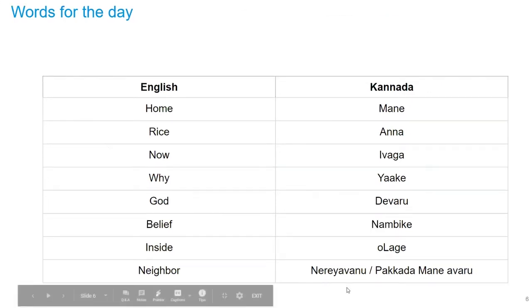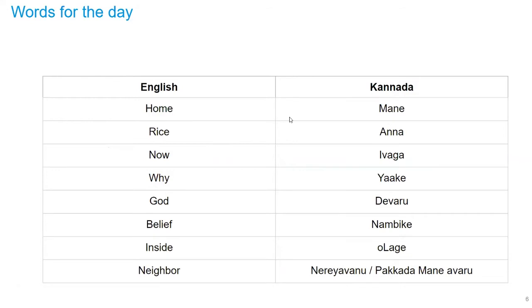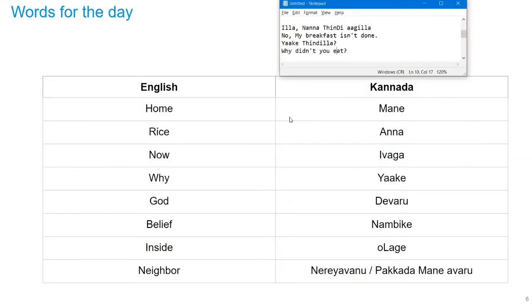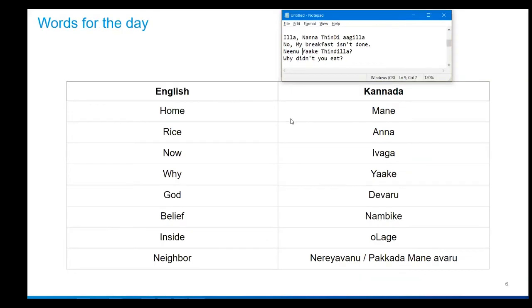Just to clarify again, the last sentence you did, yake tindilla, could you add the you also, just for reference? You mentioned different kinds of yous, right? Yeah. So right now, let's say I'm speaking to somebody younger. I would say Ninu yake tindilla. Why didn't you eat? Okay. Just a minute.